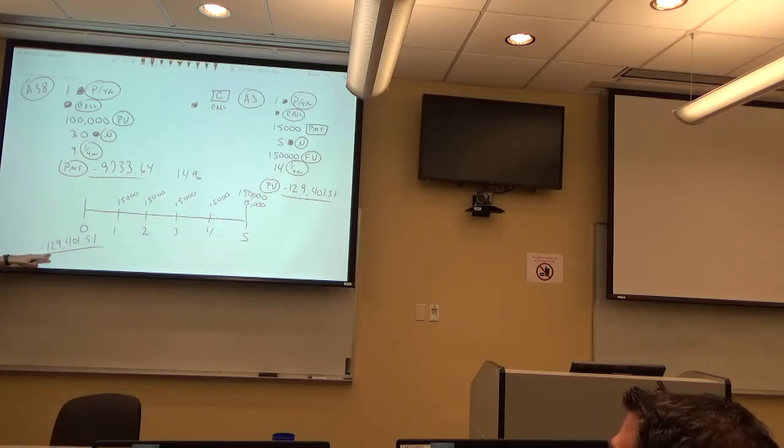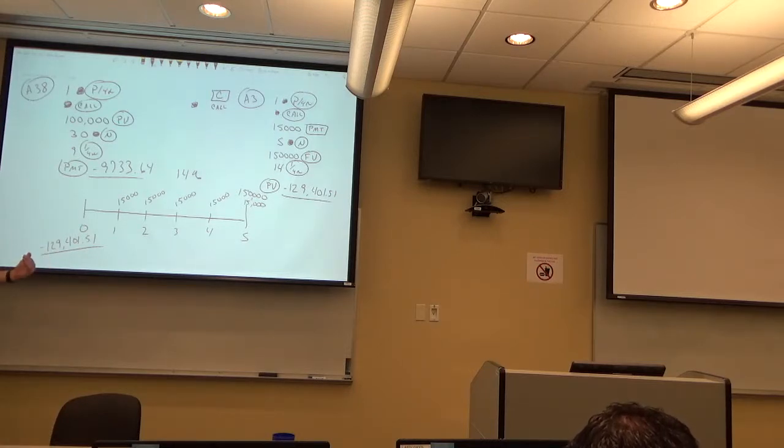We're paying less than almost half of that, obviously, $129,000 up front in order to get that, because we're getting a 14% rate of return on our investment. Does that make sense? Okay.